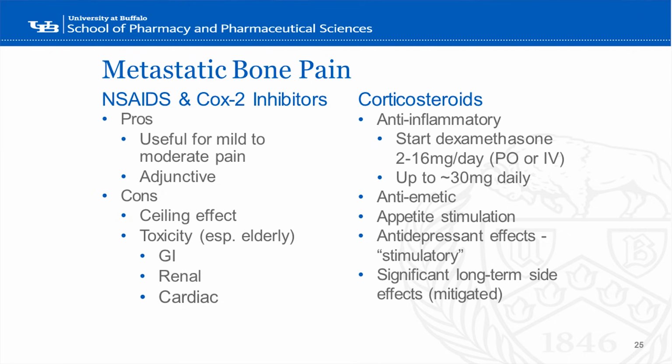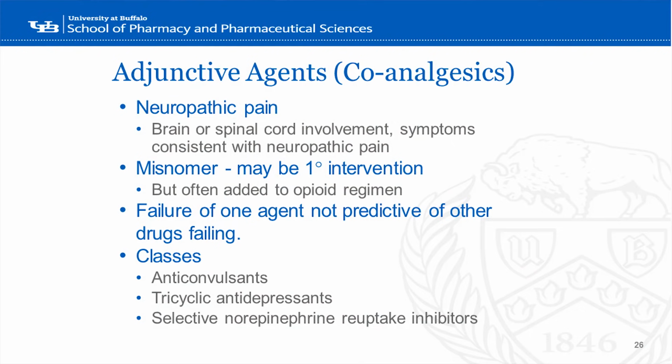Again, to address some of the issues that we discussed about the World Health pain ladder is the use of adjunctive agents or co-analgesics, especially with neuropathic pain. So anytime a patient has brain or spinal cord involvement or symptoms that are consistent with neuropathic pain, an adjunctive agent should be added. And often this is a misnomer. Many patients have more neuropathic pain than they do nociceptive pain. So this neuropathic agent may be the primary intervention.